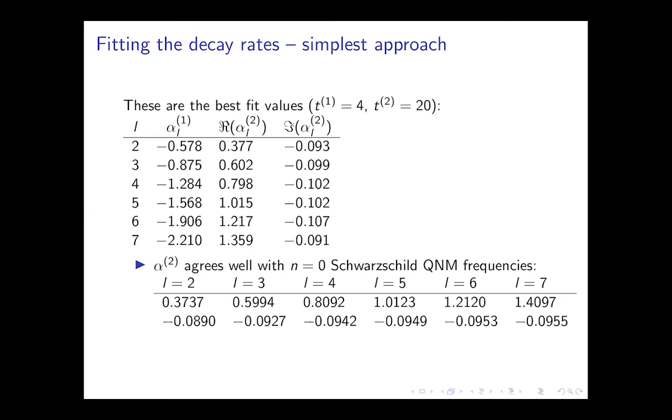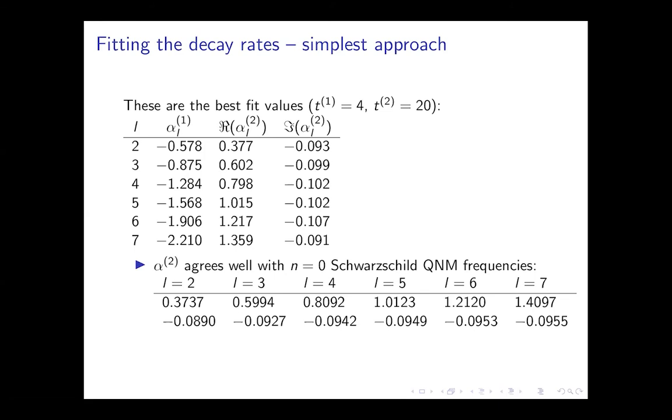And in fact, they had really good agreement. If I look at the third column in the first table, the real part of alpha 2 is 0.377, 0.602, and so on. And to compare that with the QNM frequencies for a Schwarzschild black hole for the fundamental, the zeroth overtone, we get values very, very close to that. By L equal to 7, we don't have enough accuracy, so you shouldn't trust that, but up to L equal to 6, things look really good.